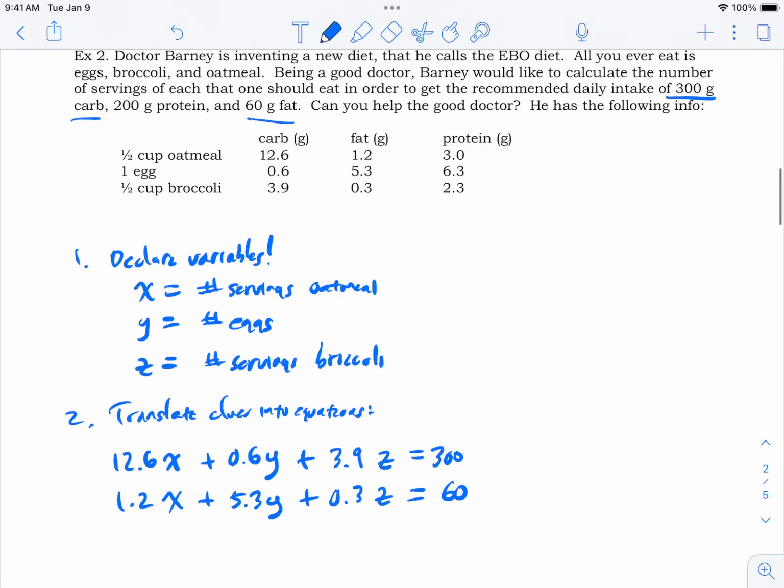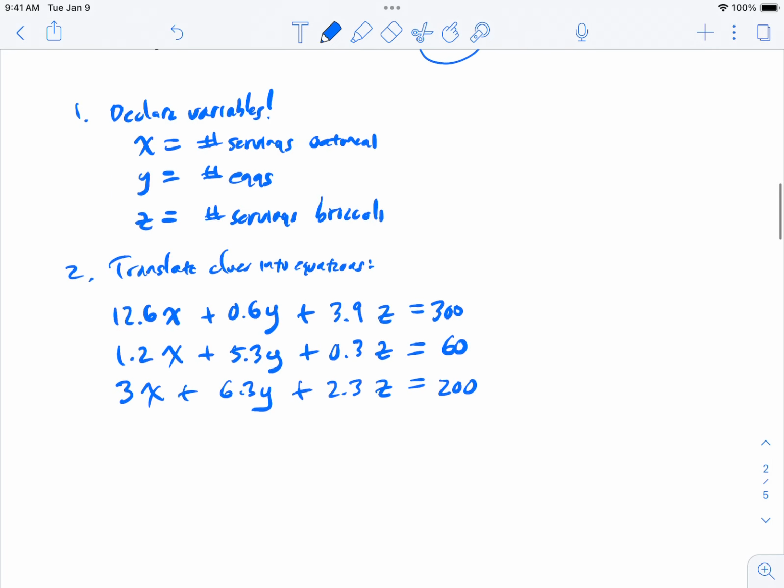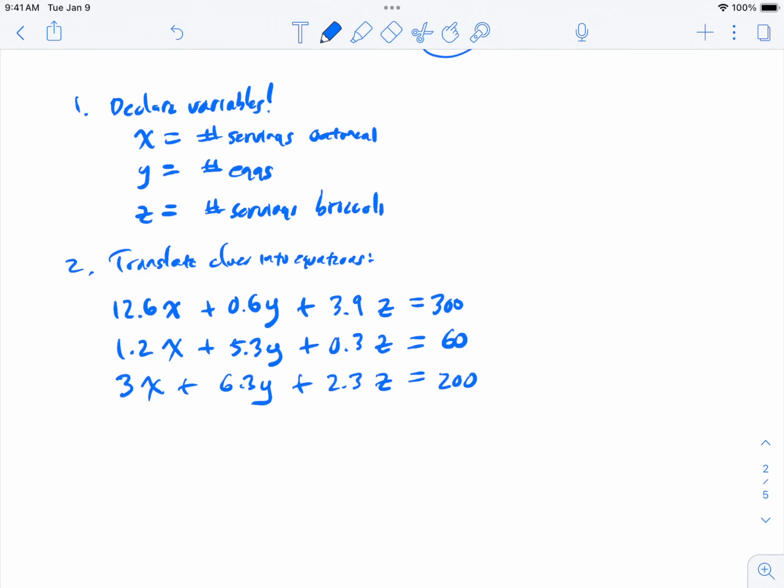And our third clue was the protein. 200 grams of protein. Here's where you get your protein. You get 3 grams from every serving of oatmeal, and then you get 6.3 grams from every egg, and then you get 2.3 grams from every serving of broccoli, and we're trying to get 200 grams. Awesome. Well, you almost don't even need to write the augmented matrix, do you? You can see the augmented matrix here, right?